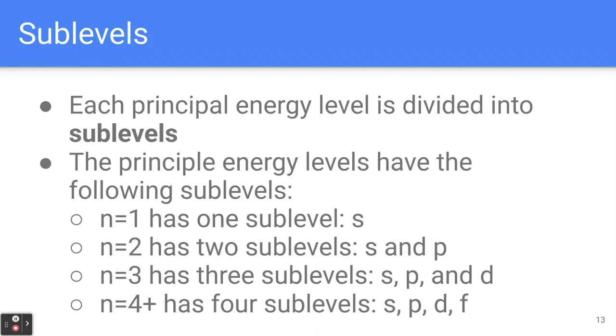The principal energy levels have different numbers of sublevels, and it just depends on what orbitals they have. The first level just has one sublevel, the S. Then the 2 has two sublevels, the S and the P. The third level has three sublevels, S, P, and D. And the fourth has four sublevels: the S, P, D, and F.